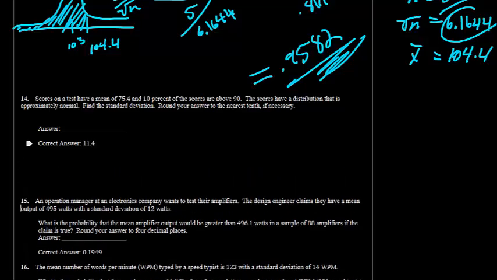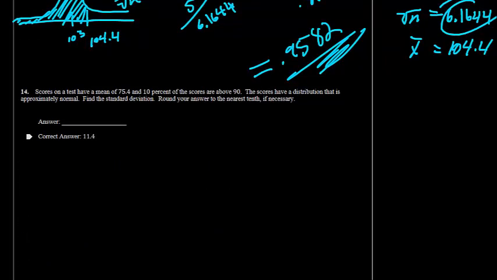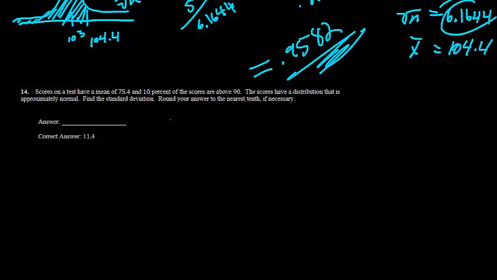Let's move on. Test scores have a mean of 75.4. Mu is equal to 75.4. 10% of the scores are above 90%. The way we write this is the probability of something happening. The 10 is the 10%, right? This is the probability of something happening.